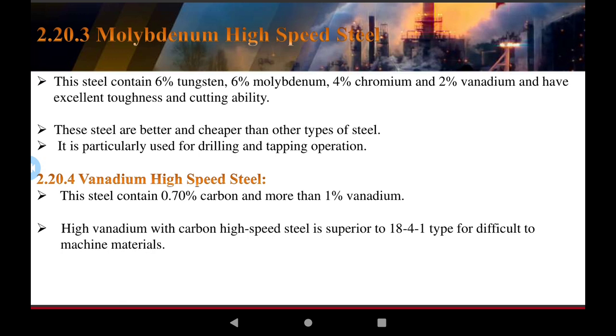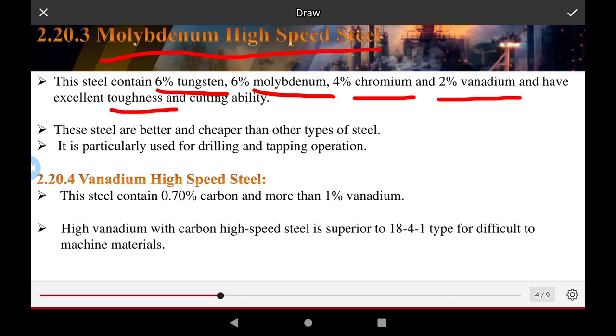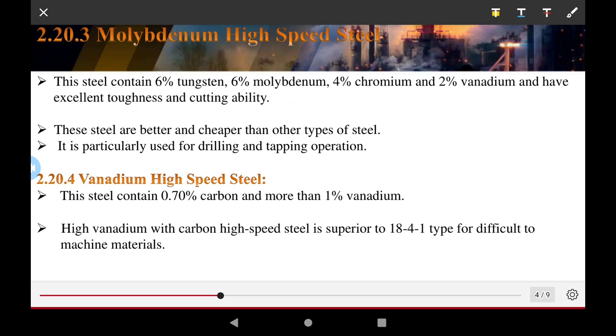Molybdenum high speed steel. This steel contains 6% tungsten, 6% molybdenum, 4% chromium and 2% vanadium, and has excellent toughness and cutting ability. These steels are better and cheaper than other types of steel. It is particularly used for drilling, machine tools, tapping operations.